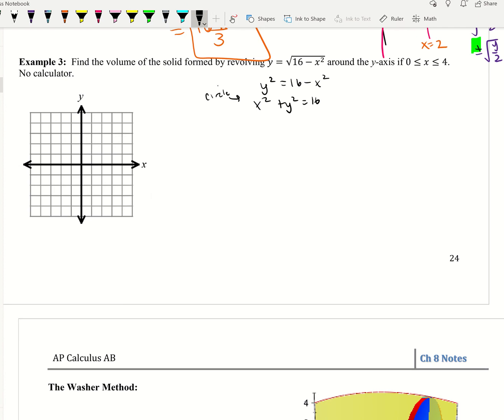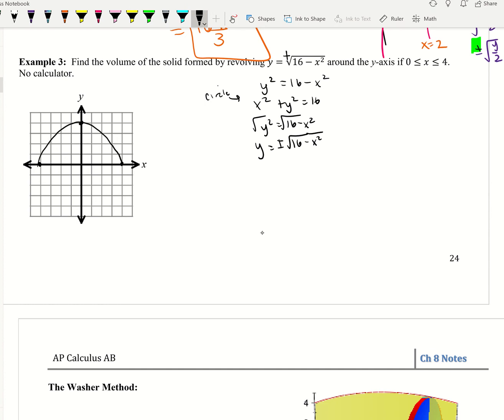Now, if I go backwards and get y alone, and I square root both sides, you will remember that when you square root both sides, you get a plus or minus. I didn't have the plus or minus. I just had the principal square root, the positive square root. I just have the top half of the circle. This circle has a radius of 4, which is the square root of 16. But I only have the top half of it. You will want to recognize this shape.